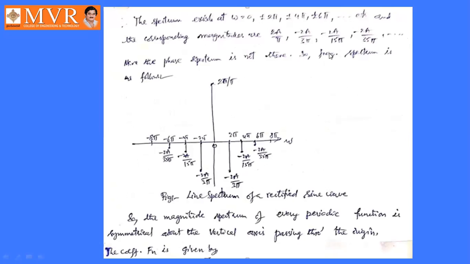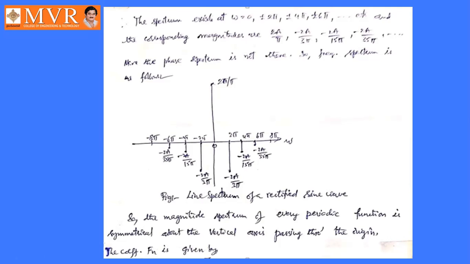Why? Because the frequency spectrum here has phase angle 0, that's why there is no phase spectrum. So we only have the frequency spectrum. This is the frequency spectrum of a rectified sine wave. So the magnitude spectrum of every periodic function is symmetrical about the vertical axis passing through the origin.